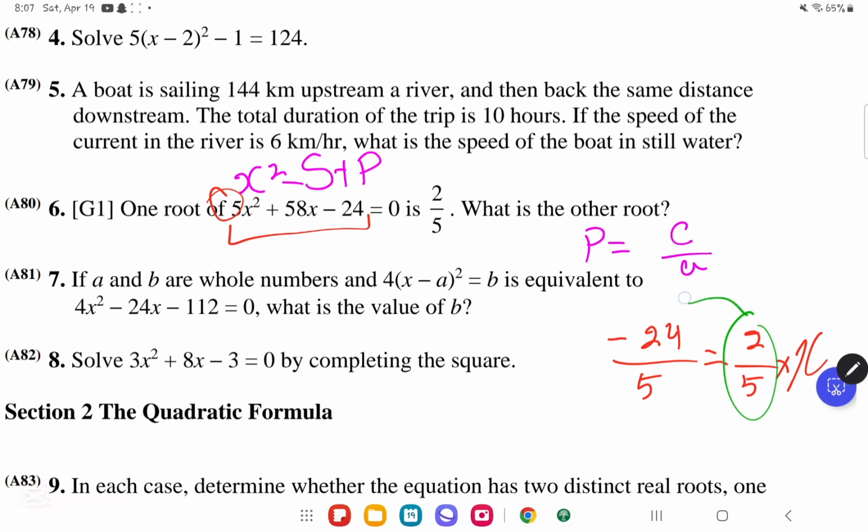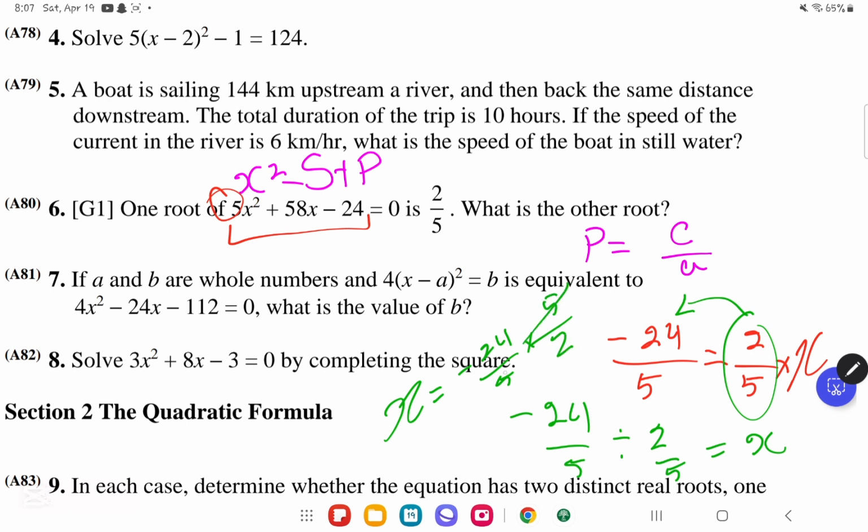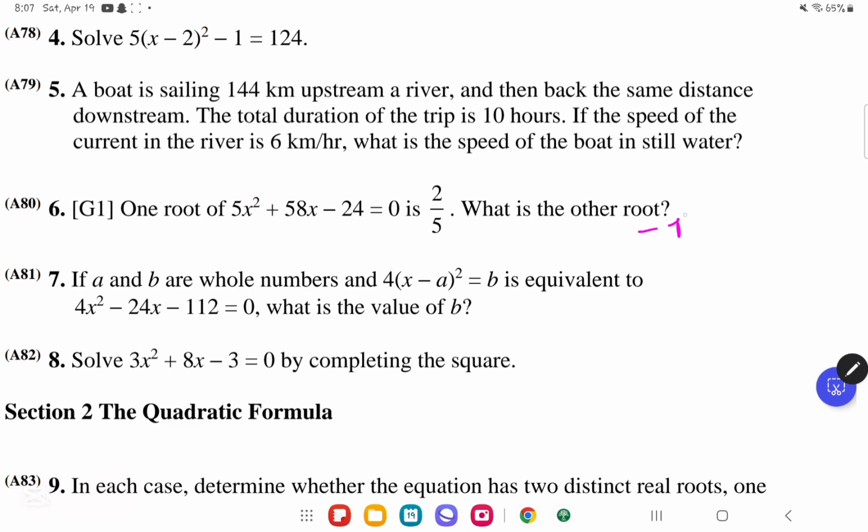So if you move this to the other side, it becomes division. So minus 24 over 5 divided by 2 over 5 is equal to x, okay? So x is equal to minus 24 over 5 times 5 over 2, cancel 5 and 5. You will now get what? You will get that x is equal to minus 24 over 2, which is minus 12. So very simply, we found the value of the other root to be minus 12.